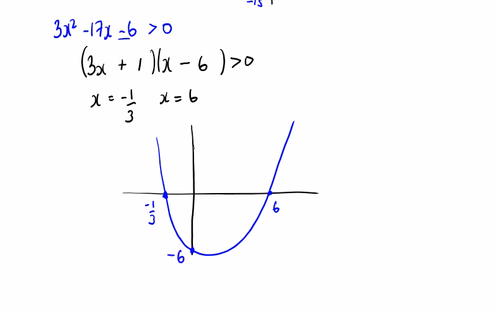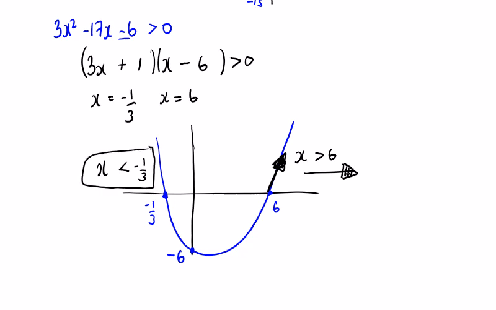So it has to be greater than 0. So rather than it being greater than or equal to this time, my solution is x has to be greater than 6. Obviously it's going in this direction to be above the x-axis. And on this side, x has to be less than minus 1 over 3. And these are my two solutions.